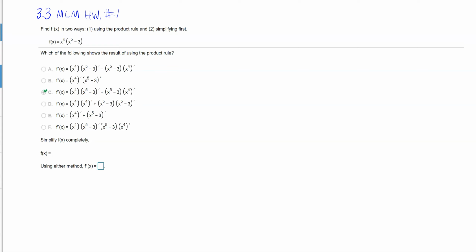This is question number 1 from the 3.3 MyLab Math homework on product rule and quotient rule. In this question, we're given a function, f of x is equal to the monomial x to the 4th multiplied to the binomial x to the 5th minus 3. And we have two ways we can find this derivative.